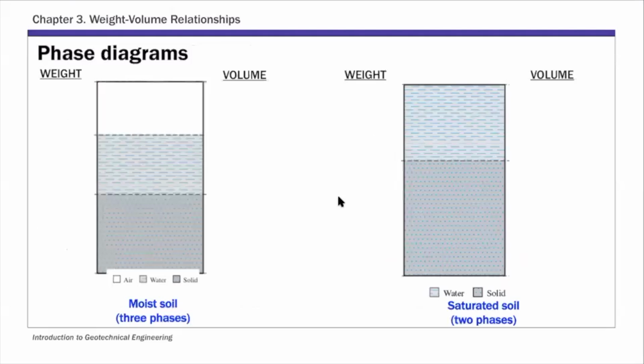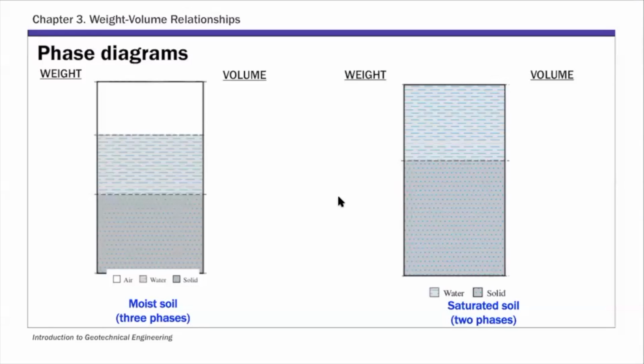And then, as I mentioned, for most natural soil, there are three phases: solids, air, and water. So that's the one on the left-hand side. This is moist soil. Some of the voids are occupied by water, some are occupied by air. That's true for most natural soil.